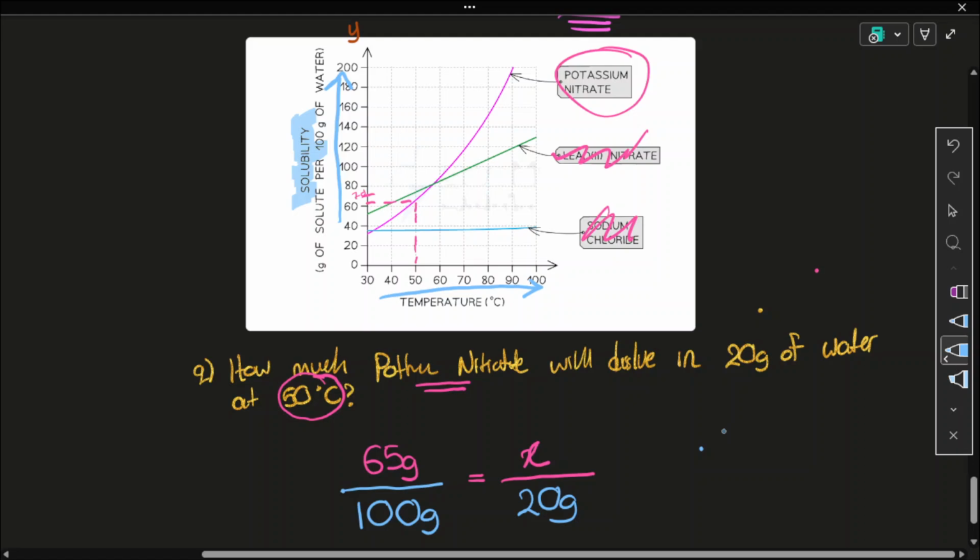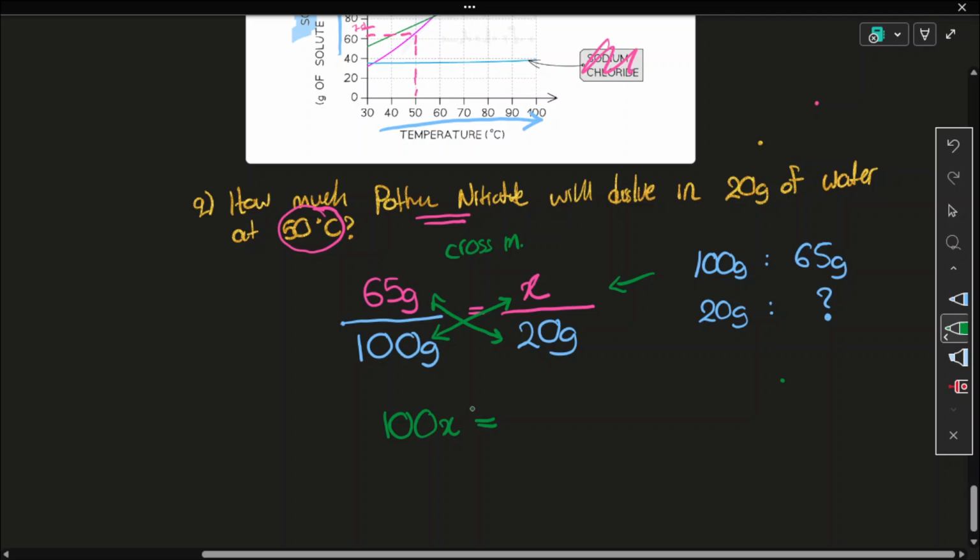It will be x into 100. So I'll do that for you as well. You simply cross multiply. We call this cross multiplication. So that becomes 100x is equal to 65 into 20. 65 into 20 should give you 1300. So to find x, you simply divide both sides by 100.